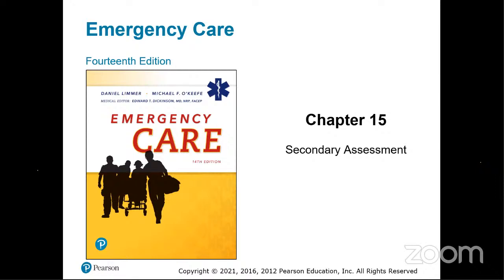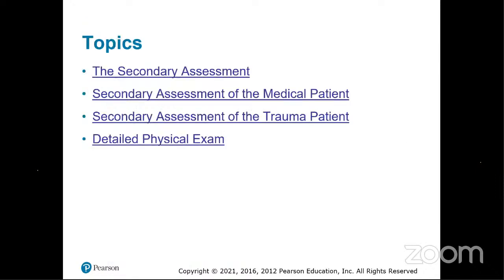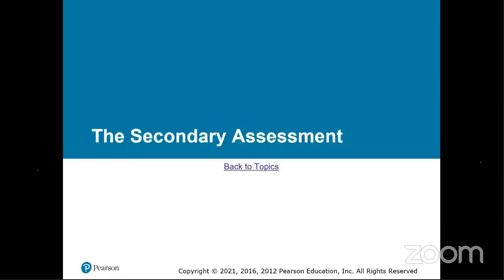All righty, guys, here we go. So chapter 15, we'll talk on our secondary assessments now. So topics, we'll cover secondary, both medical and trauma, and then our detailed physical exam. We are not going to finish this chapter by the end of tonight. So at 9 o'clock, we'll end where we end, maybe 5 after 9, and then we'll pick it up next week. There's 97 slides and I can't do that in 30 or 40 minutes, whatever we got.